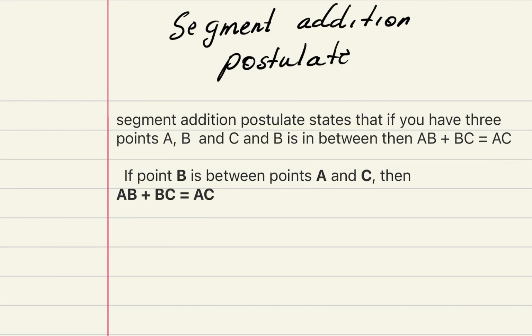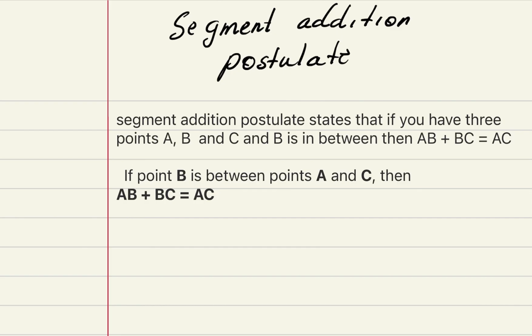In this lesson, we're going to learn what the segment addition postulate is. The segment addition postulate states that if you have 3 points A, B, and C, and B is in between, then AB plus BC is equal to AC. So if point B is between points A and C, then AB plus BC is equal to AC.